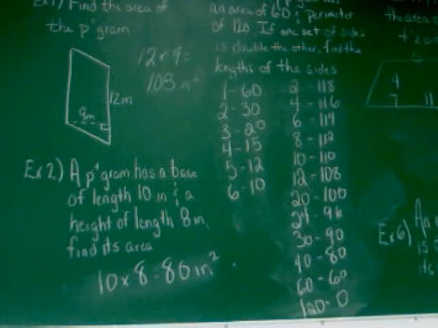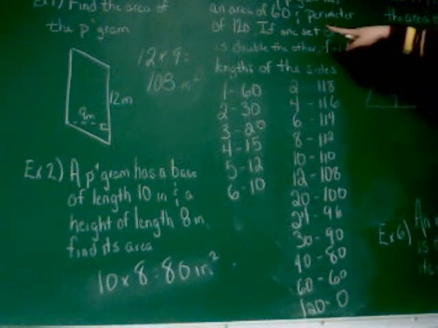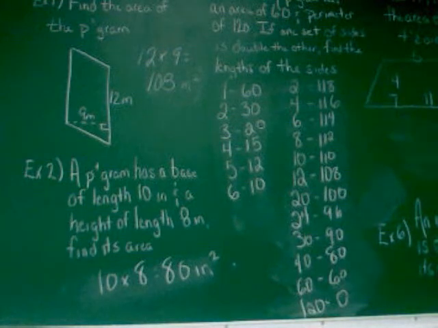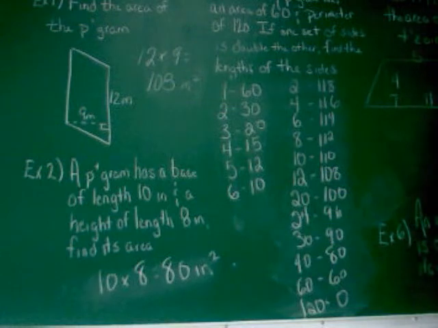Okay, so now I've met two requirements. I've got an area of 60, I've got a perimeter of 120. Now the last step is the one that's going to click the ticket here. Right? I'm looking for the one set of sides that's double the other. Okay, so we're looking through this list for the set that's double the other.